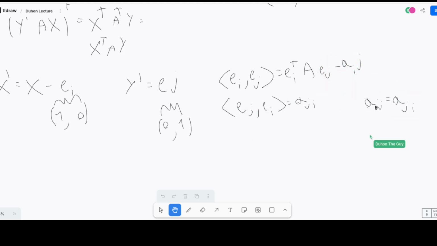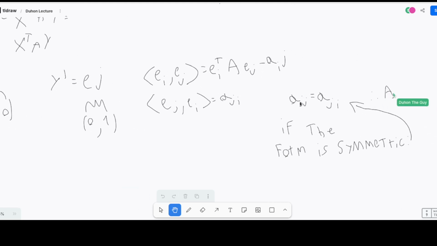If the form is symmetric, I wrote this wrong, okay. Then we're going to have this. Therefore, we're going to have that A is symmetric as well. There you go, QED.